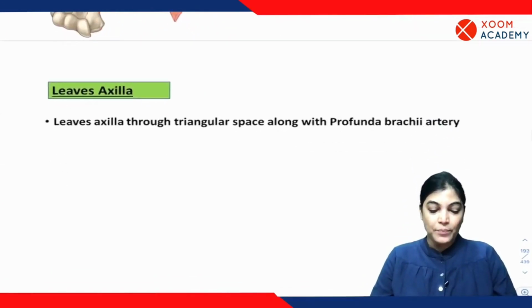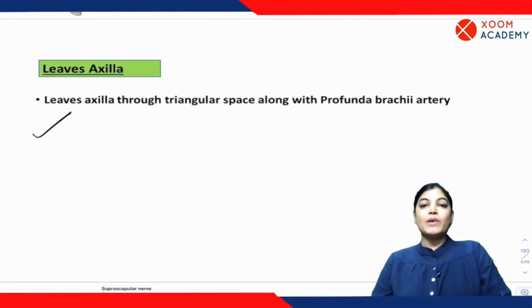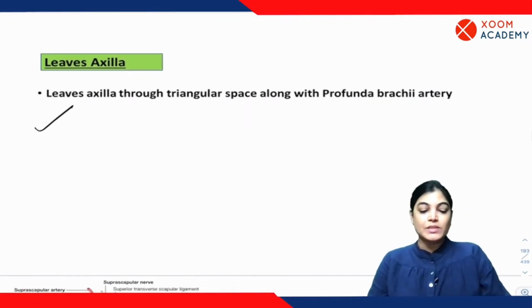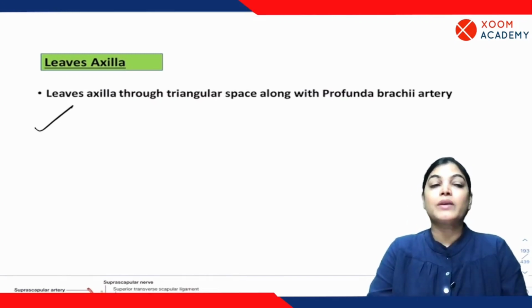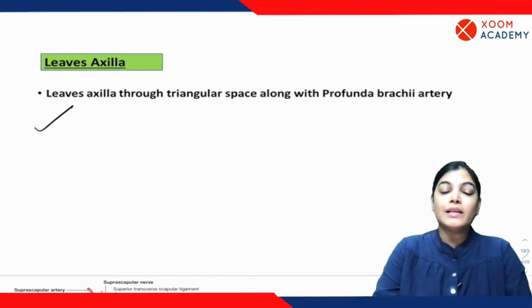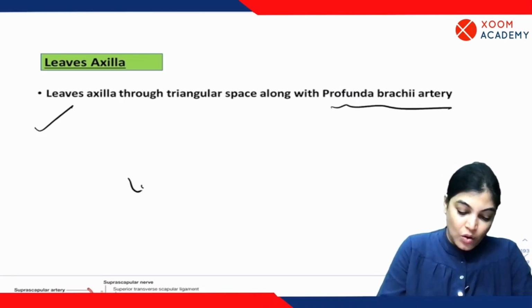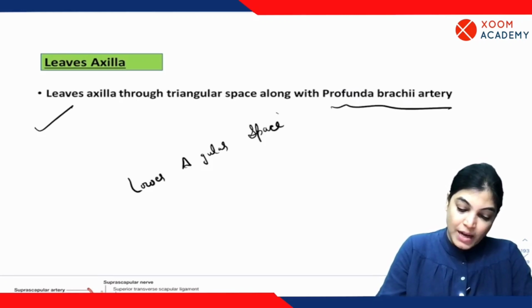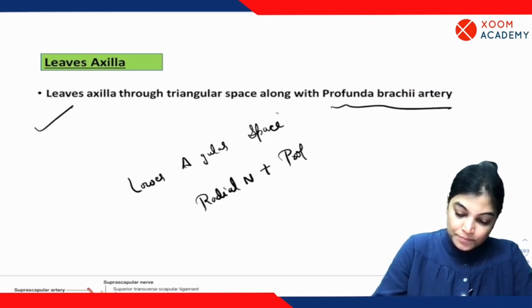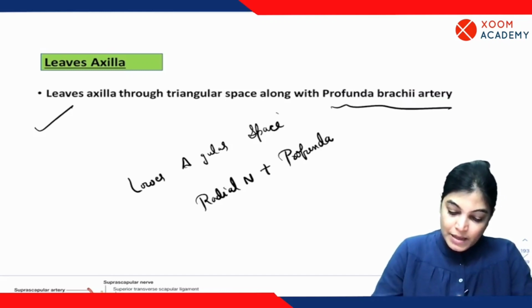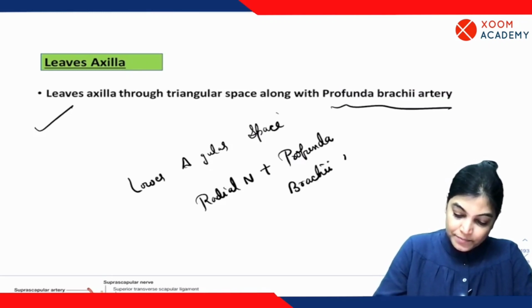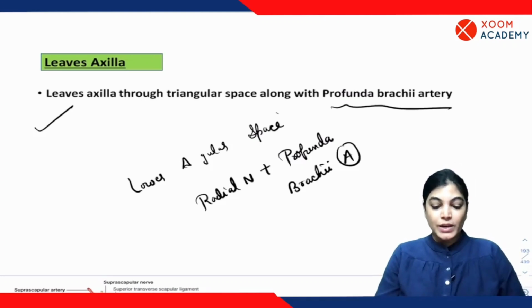Now it will reach the arm. It leaves the axilla and reaches the arm by passing through which triangular space? It leaves the axilla by passing through a triangular space, a gap in the scapular region from the posterior aspect, called the lower triangular space. It passes along with the profunda brachii artery. So in the lower triangular space, the radial nerve is passing along with the profunda brachii artery.